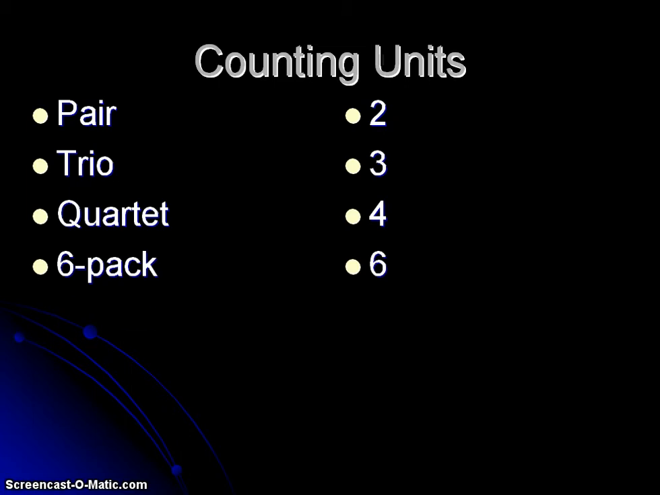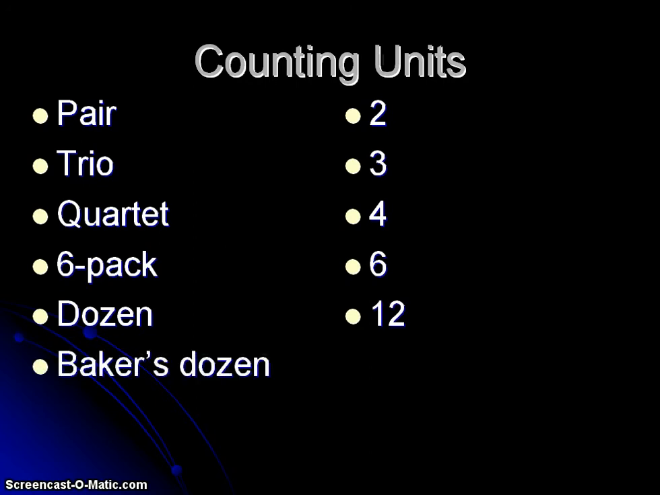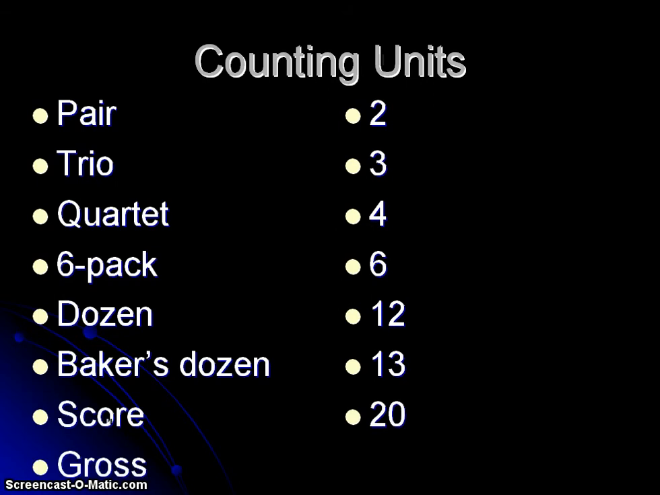If you have a dozen eggs or donuts or something like that, you know that means 12. You may have heard the term a baker's dozen, that means 13. Also a score, as in four score and seven years ago, Abraham Lincoln. A score is 20. And a gross is a dozen dozen, or 144.